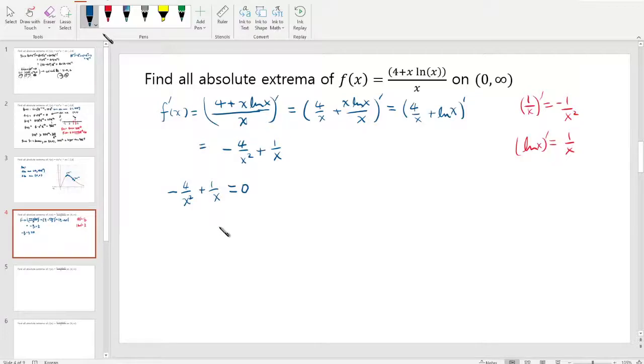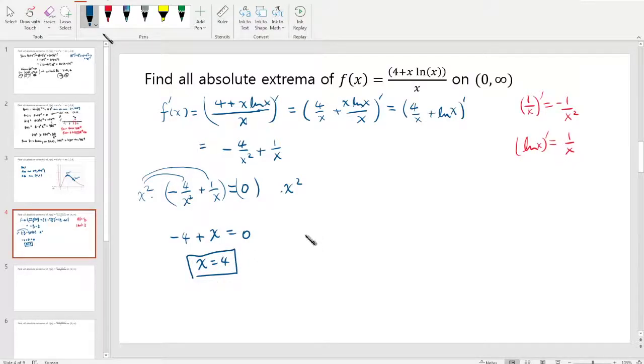And when you have fractions, the best way to handle equations with fractions is just multiply everything by the denominator so that it's not a fraction. So I'm going to multiply by x squared on both sides. And x squared and x squared cancels if you distribute. Right? x squared times negative 4 over x squared is just negative 4. 1 over x times x squared is just x. 0 times x squared is 0. So x is equal to 4. Okay. So x is equal to 4.